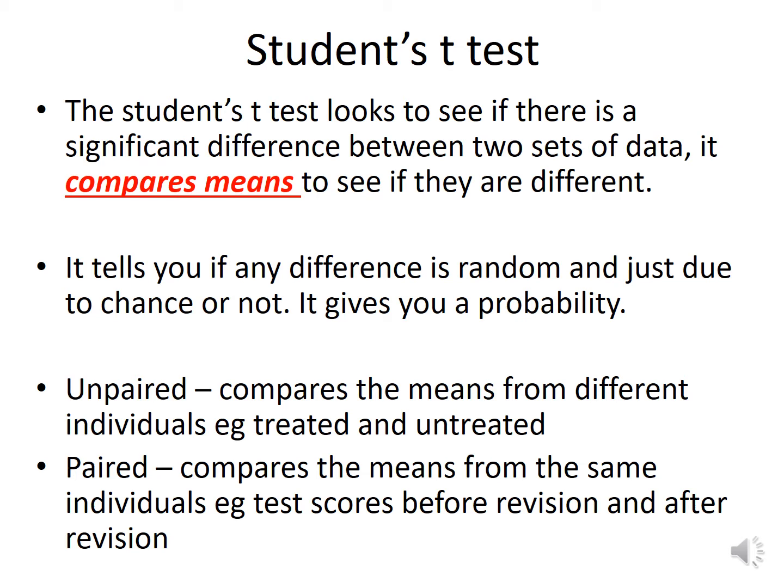So paired is the same individuals but in 2 test conditions. For example, before and after exercise would be a good one for that. So the same people taking their resting heartbeats, then getting the same people to exercise, and then taking their heart rate again. Okay, cool.